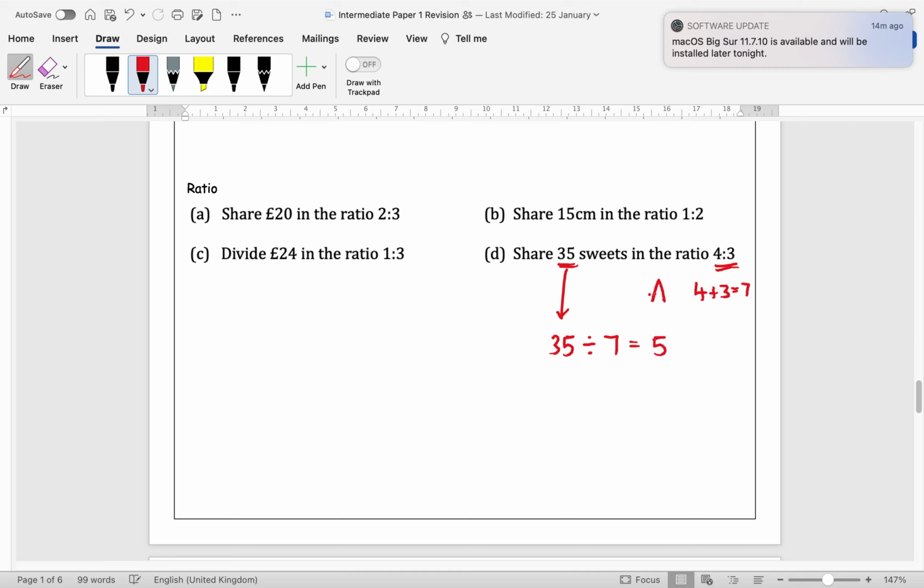So add, divide, and multiply. Take your answer here, which is 5, and multiply it by the first number in the ratio. And that tells you how many sweets the first person gets. Then take the same 5 and multiply it by the second number in the ratio, 15, and that tells you what the second person gets. And the way I remember this method is Adam. Add, divide, and multiply. Adam.